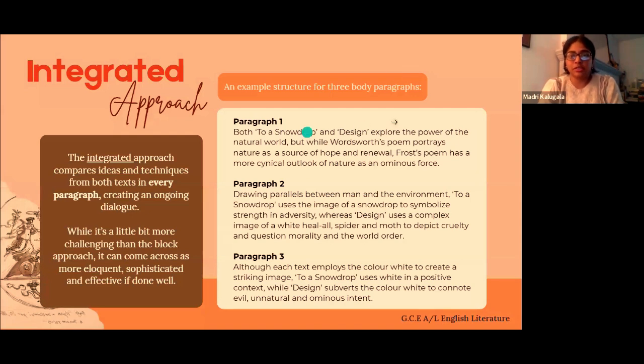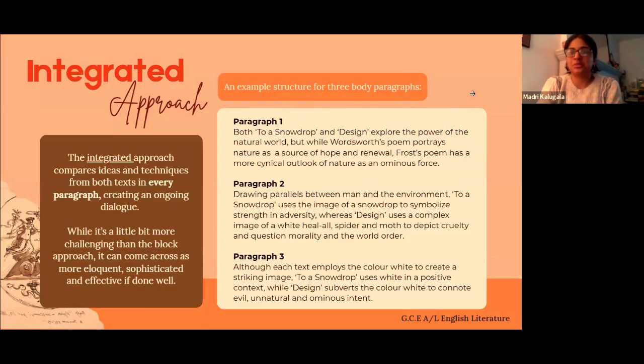So, an example structure. Let me show you how this structure differs from what we were looking at in the block approach. Let me see who I can get. Kinori, can you read the first paragraph for me?